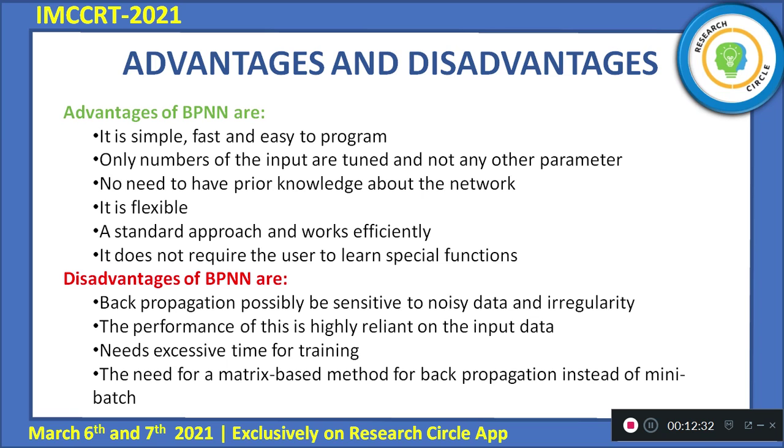The performance of this is highly reliant on the input data. It needs excessive time for training. There is a need for a matrix based method for backpropagation instead of mini batch.